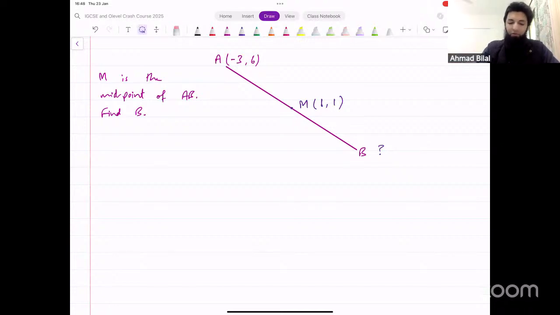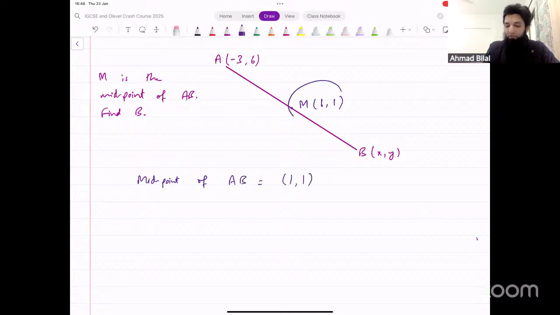And what you would do for that would be, you would say the midpoint is known. Let's call the coordinates of B x and y. Now you can say the midpoint of AB is given as 1 and 1, right? We know that the midpoint of AB is 1, 1. What we can do is we can find our own midpoint using the midpoint formula. We know the point A, we know the point B. Use the midpoint formula and see what you get from that.